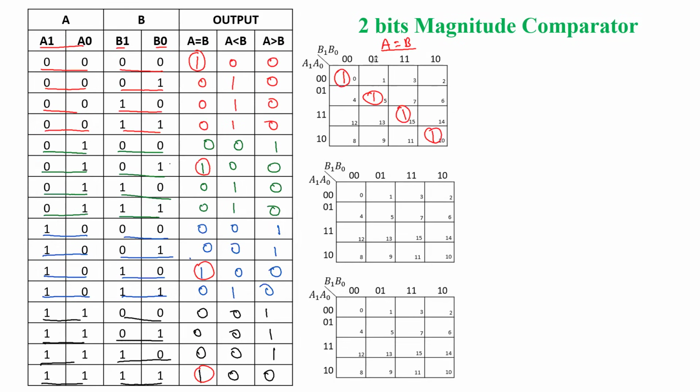So finally for each one we need to write the product term. For this, we write A1 dash, A0 dash, B1 dash, B0 dash. Similarly, for this, we get the literals A1 dash and A0, and on the B side we have B1 dash, B0. Similarly, for this, we have A1, A0, B1, B0.